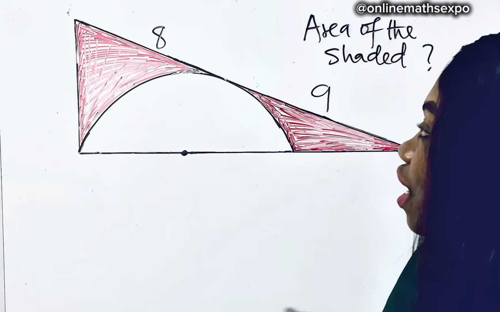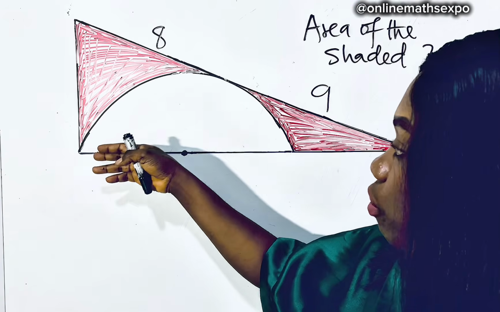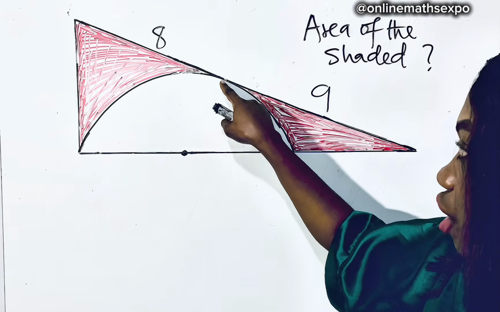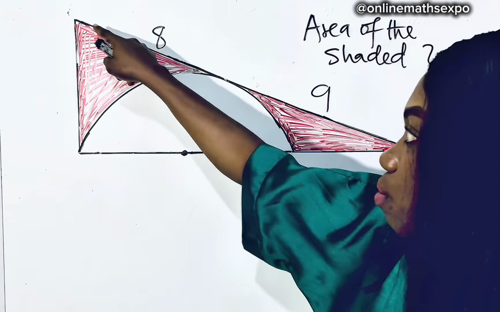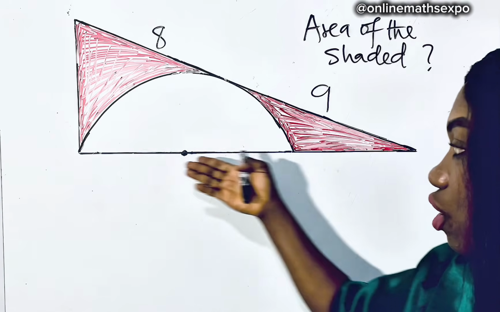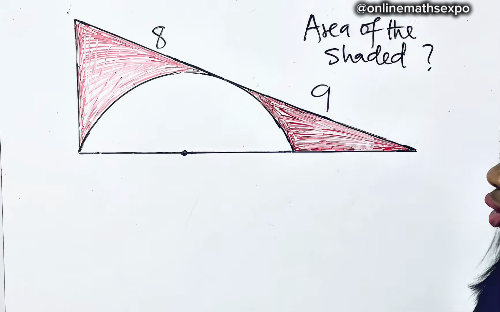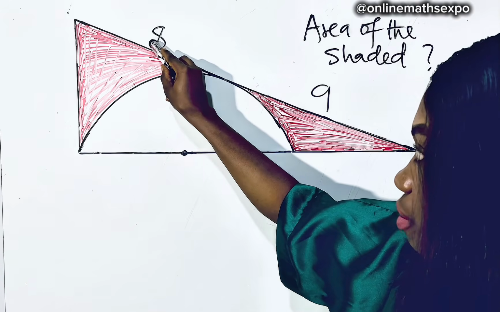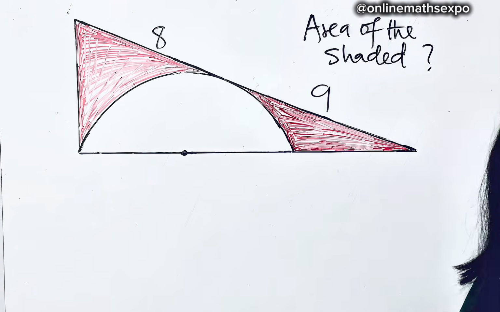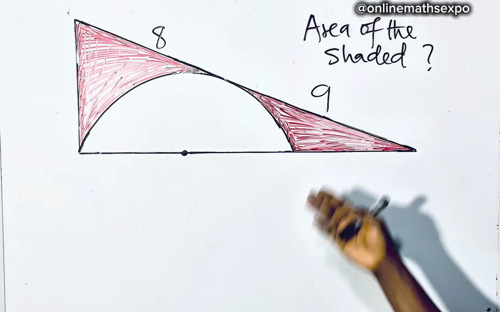We are given a right triangle and inscribed is a semicircle such that the circumference of the semicircle touches this part of the right triangle at this point, and the diameter of the semicircle lies on this part of the right triangle. From here to here is measured 8 units. From here to here is measured 9 units. And the question is asking us to find the area of the shaded part.